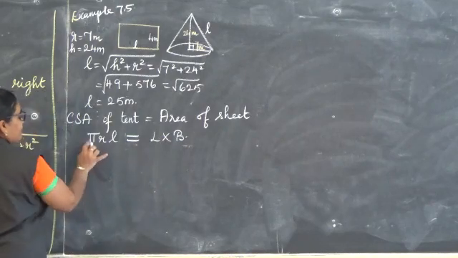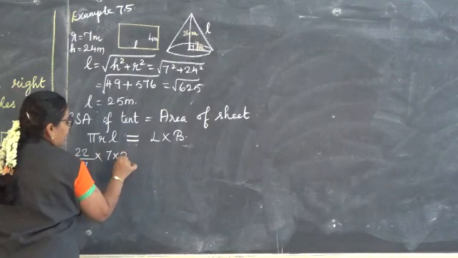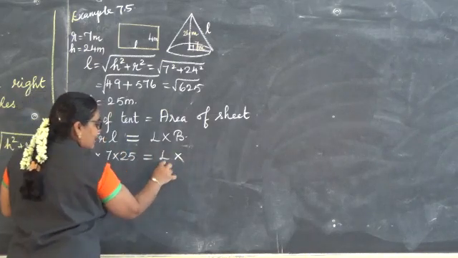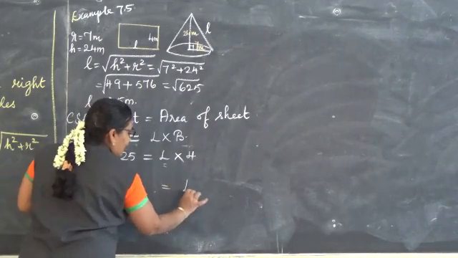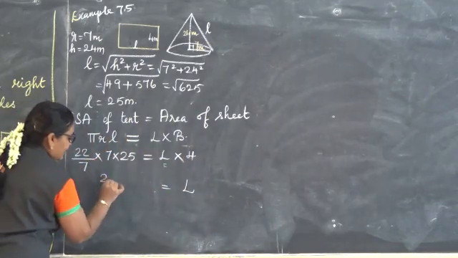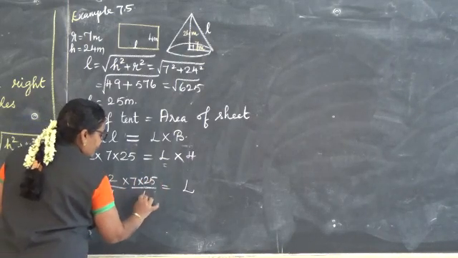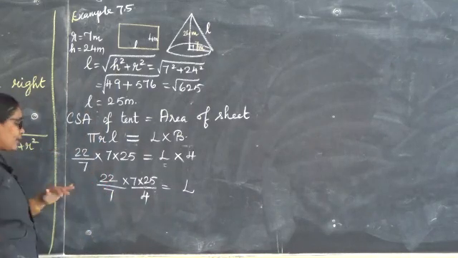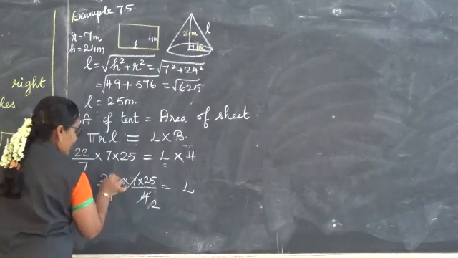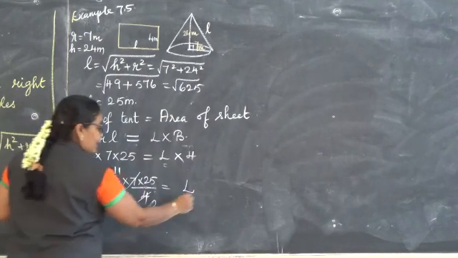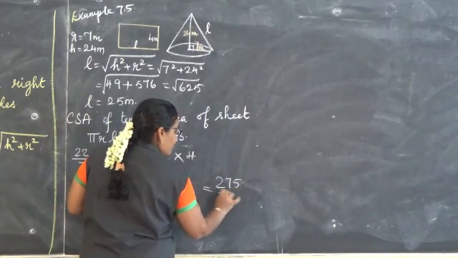We are applying them here. Pi value we know, 22 by 7, radius value 7, and L value 25 is equal to the length value only, which they are asking, and breadth is 4. So keep the length alone here and bring the breadth to the side. So it will become 22 by 7 into 25 by 4. After calculating this, the 7 gets cancelled and it will be divided by 2 table, 2 times 11 times. So your length will be equal to 25 into 11, 275 by 2.